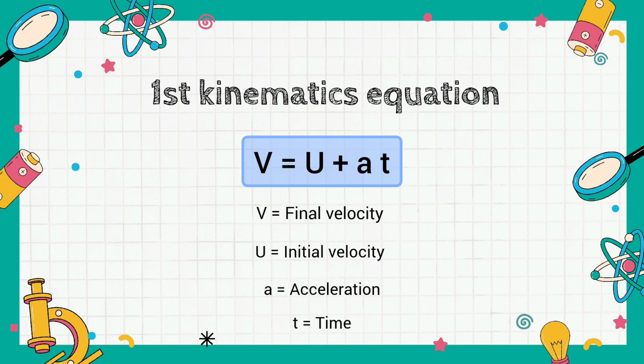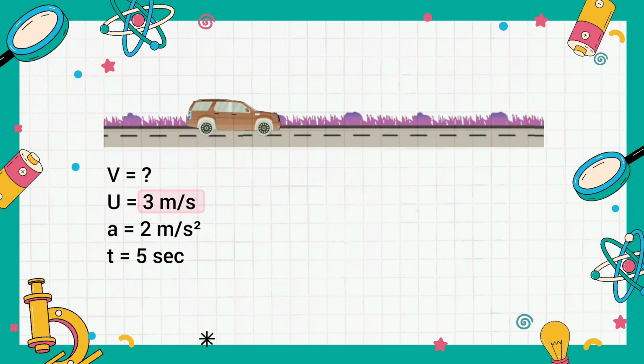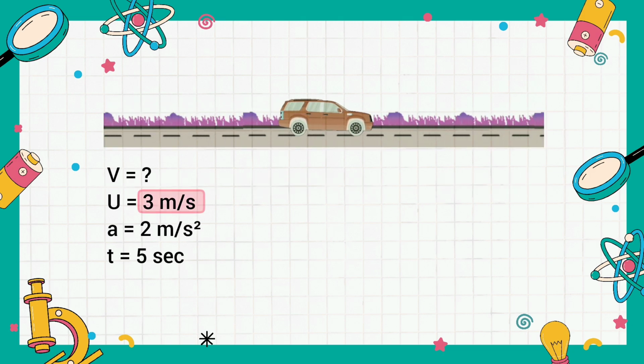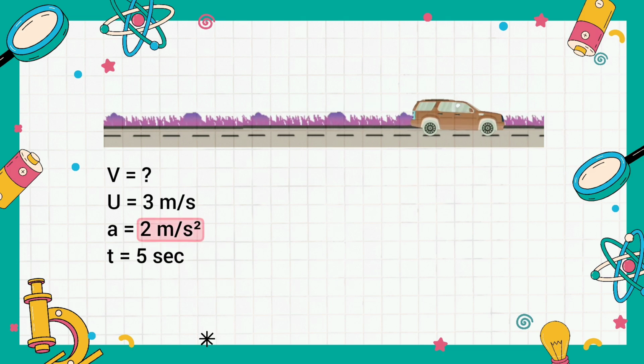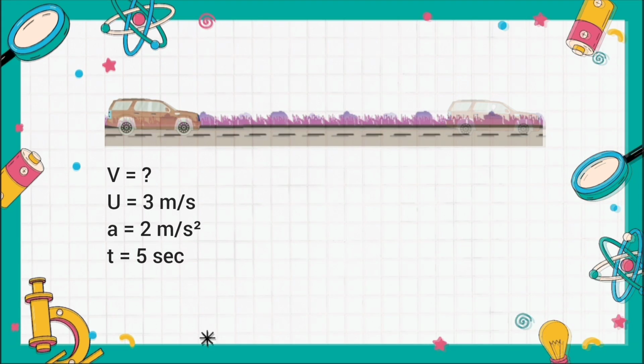Awesome! We have understood the visualizations of both acceleration and velocity, and now it is time to bring it all together to understand the equation for the final velocity in terms of the initial velocity and the acceleration. For better understanding, let us consider an example. A car is moving with an initial velocity of 3 meters per second, and the car undergoes a uniform acceleration of 2 meters per second squared for a time interval of 5 seconds.